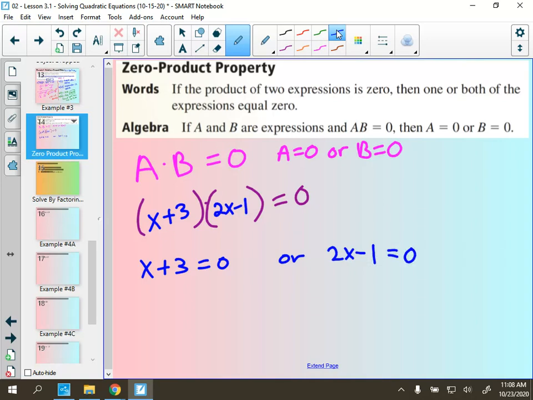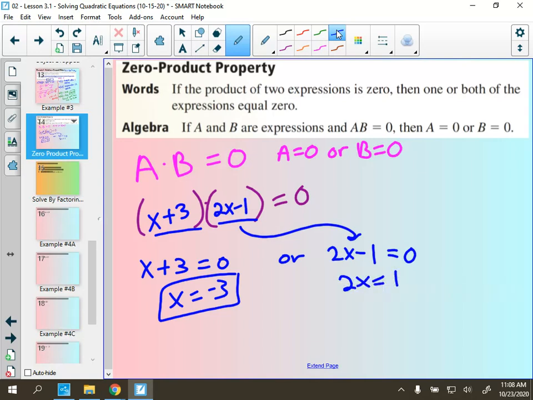Well, one of these is easy to answer. The one on the left here, if I subtracted a 3 from both sides, x equals -3. Most of us could probably look at this and say, yeah, -3. That's the value that would make that 0. This one's not as obvious, so I think it's helpful to write it out like this: if I add a 1 to both sides and divide by 2, that's my other potential solution to that.